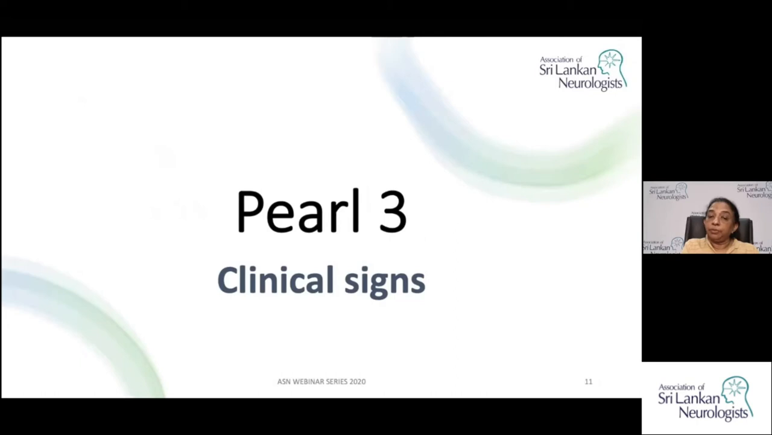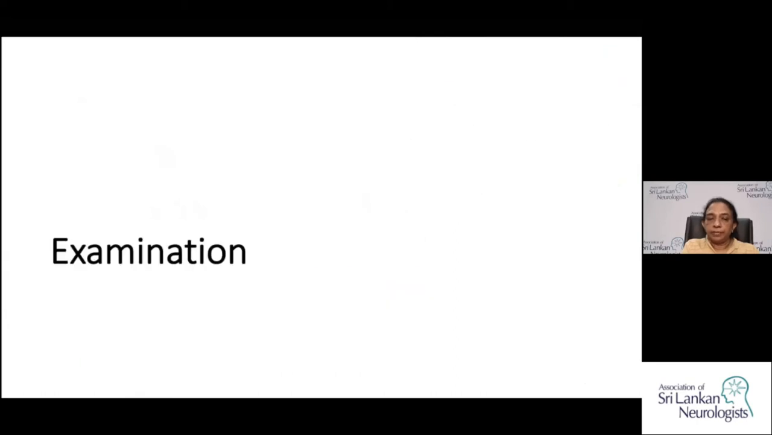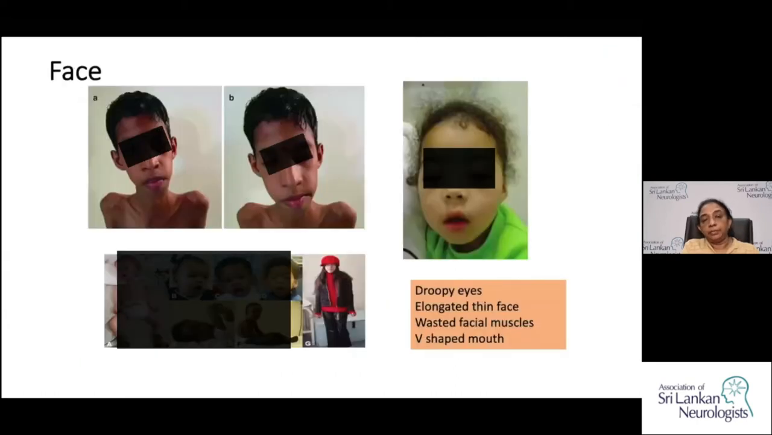Then moving on to the clinical signs, in examination, you could start with the face. You can see these children or patients have droopy eyelids, their faces are elongated, and they have wasted facial muscles as compared to normal babies or children. And of course the V-shaped mouth or tented mouth, which is common in myopathies.